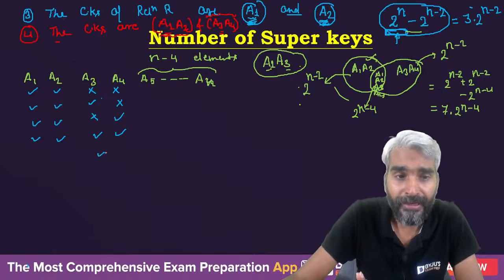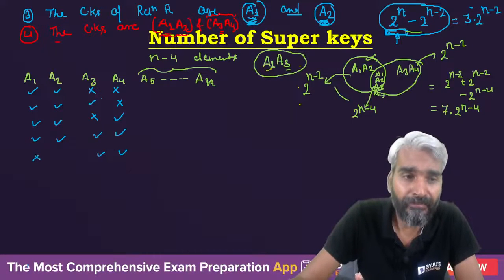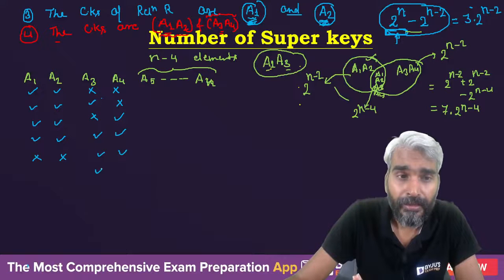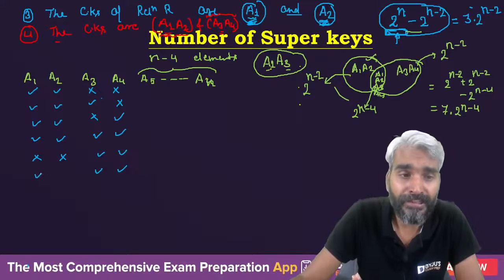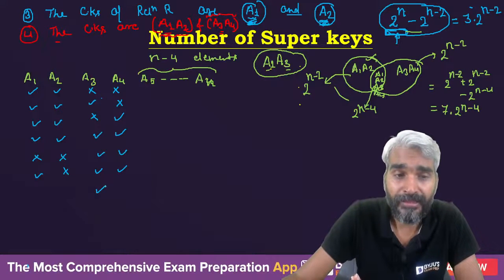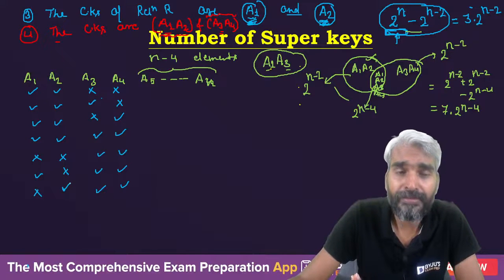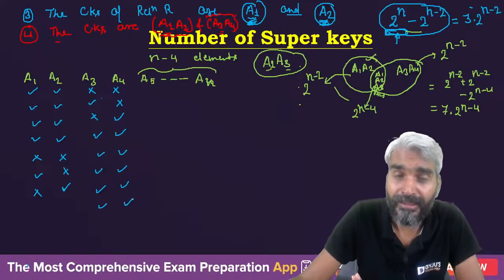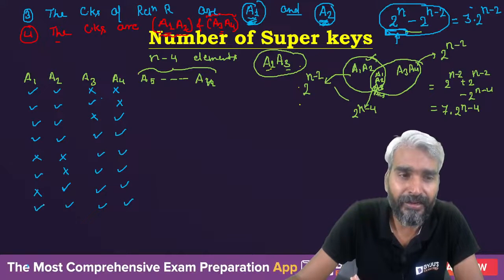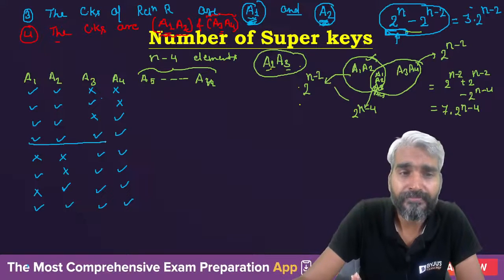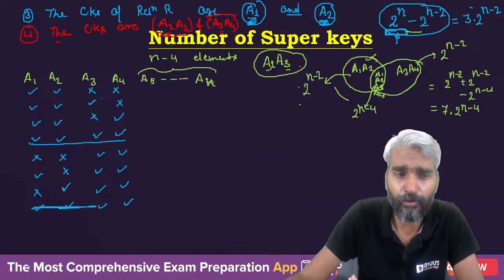Apart from that, A3 and A4 are present, but A1 and A2 are not present. A3 and A4 are present, A1 is present but A2 is not present. A3 and A4 are present, A1 is not present but A2 is present. Right? When you say A1, A3 and A4 are present, as well as A1 and A2 are present, then you have already counted this. Therefore, you don't need to count this.